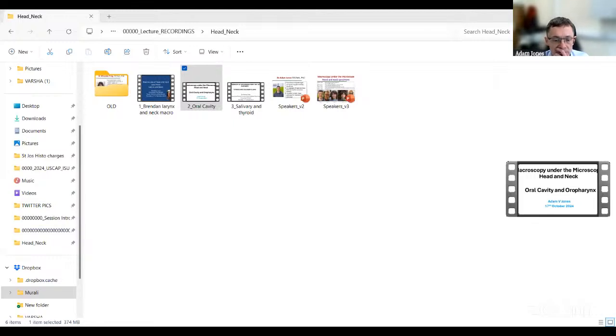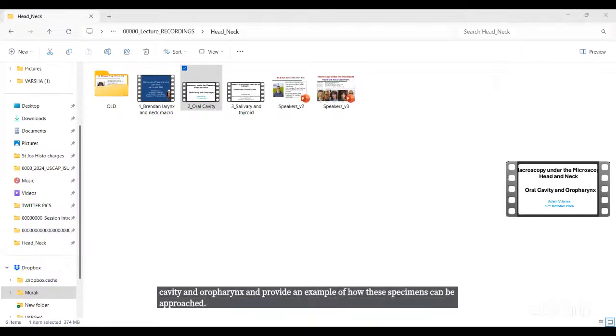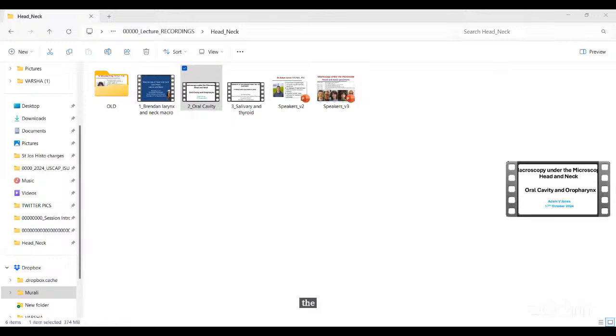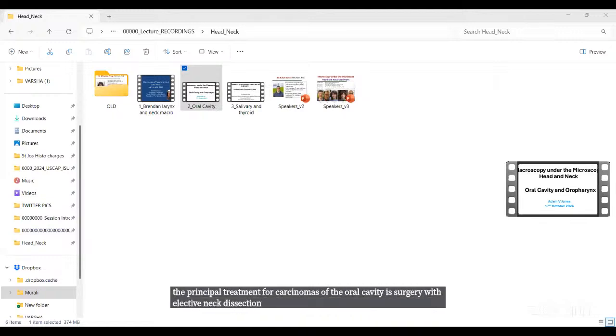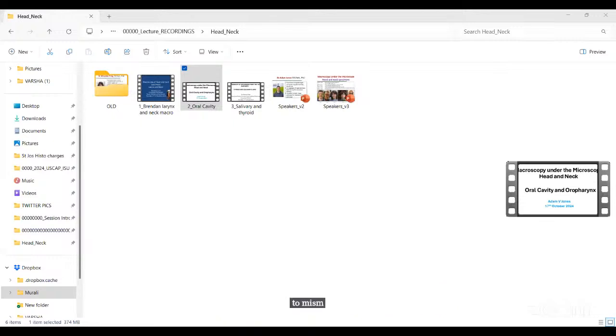In this section, I will talk about specimens from the oral cavity and oropharynx and provide an example of how these specimens can be approached. The principal treatment for carcinomas of the oral cavity is surgery with elective neck dissection for clinically node-negative disease, although small tumours may undergo sentinel lymph node biopsy.